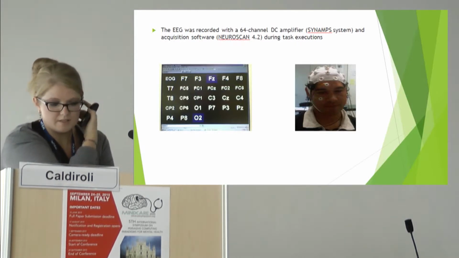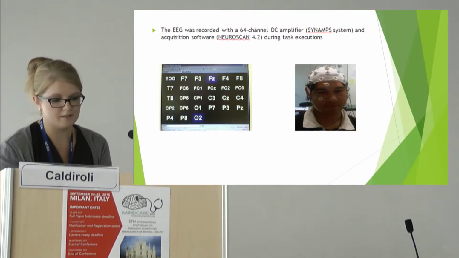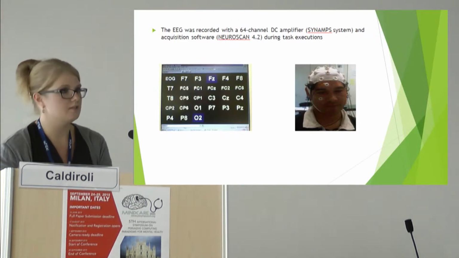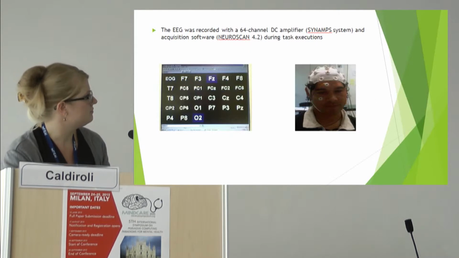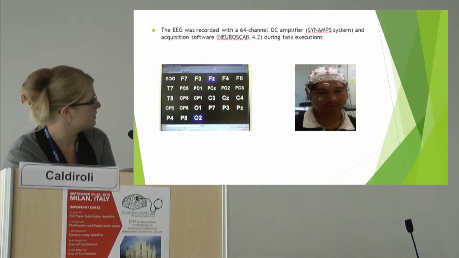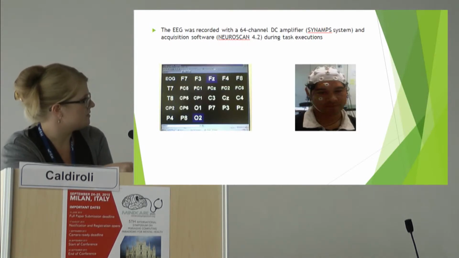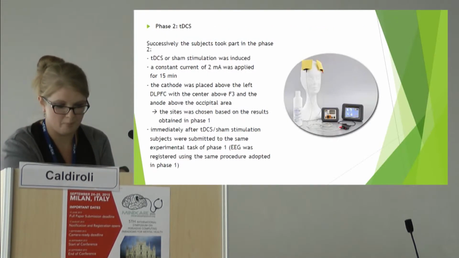This is the EEG recorder. We use a 64-channel DC amplifier, and the acquisition was with the software Neuroscan. This is the channel layout that we use, and this is an example of the montage.